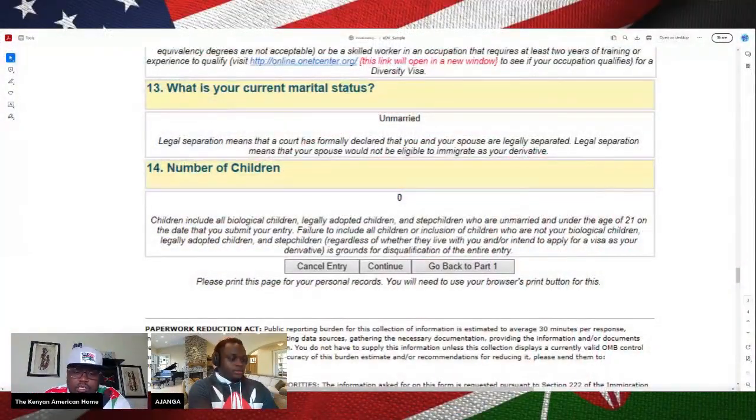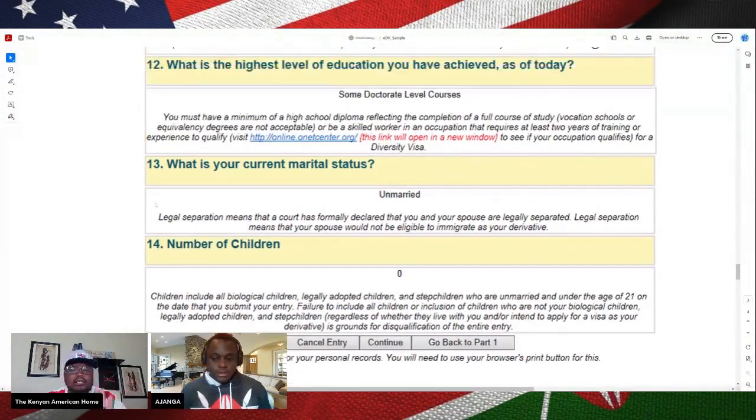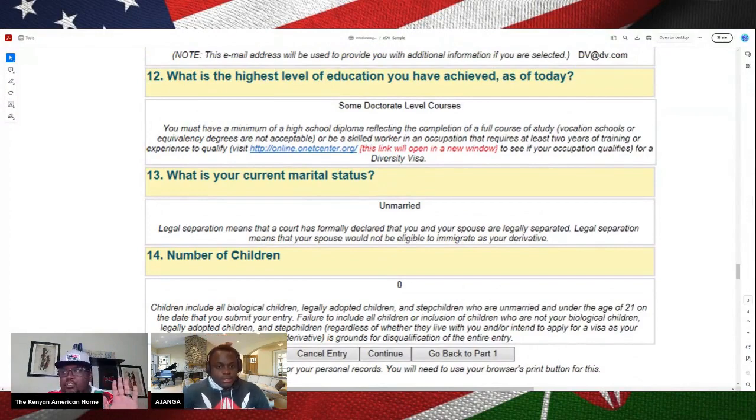You can't put anything there. So there's no way they will ask you for information you don't have. All right. And I think, going back, that's pretty much the application.